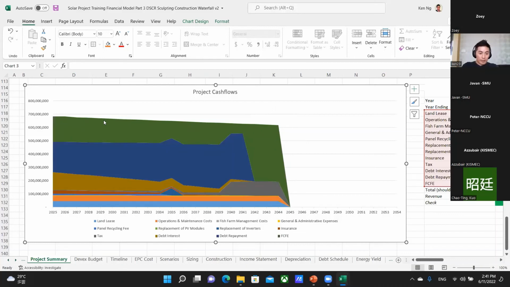So you're receiving this money. Where's the money being used on? First one is on the land leases, which is fixed. So that looks right. And then you've got operation and maintenance costs, which is a percentage of the revenue, which looks about right. And then you've got this tiny little orange sliver here, which is your G&A expenses. And then you've got your insurance, which is the red bit here. So it's a very tiny part of your cost base.